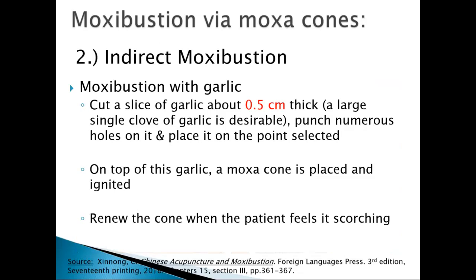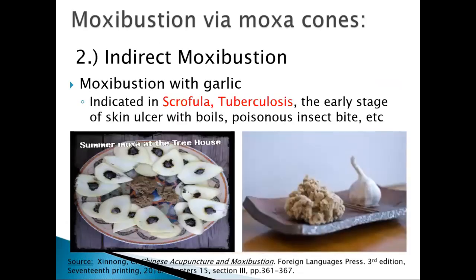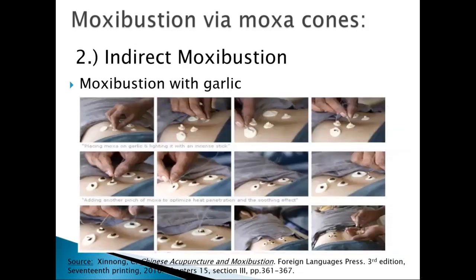Same, 0.5 centimeters thick. Then you place a moxa as well. So garlic is also warm or hot in nature. So it's indicated in scrofula, tuberculosis, early stage of skin ulcer with boils, poisonous insect bite, etc. So, here's a picture of your indirect moxa with garlic.